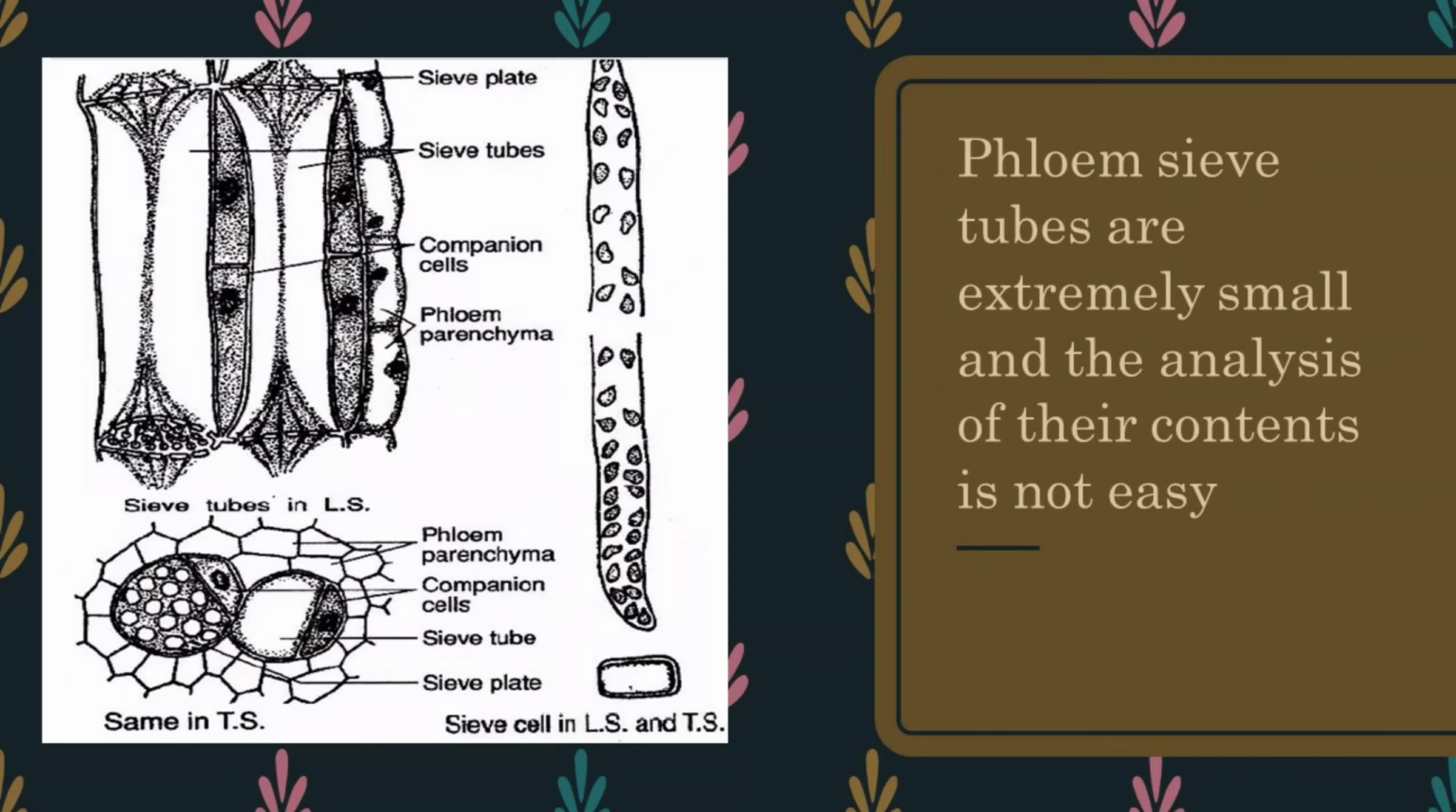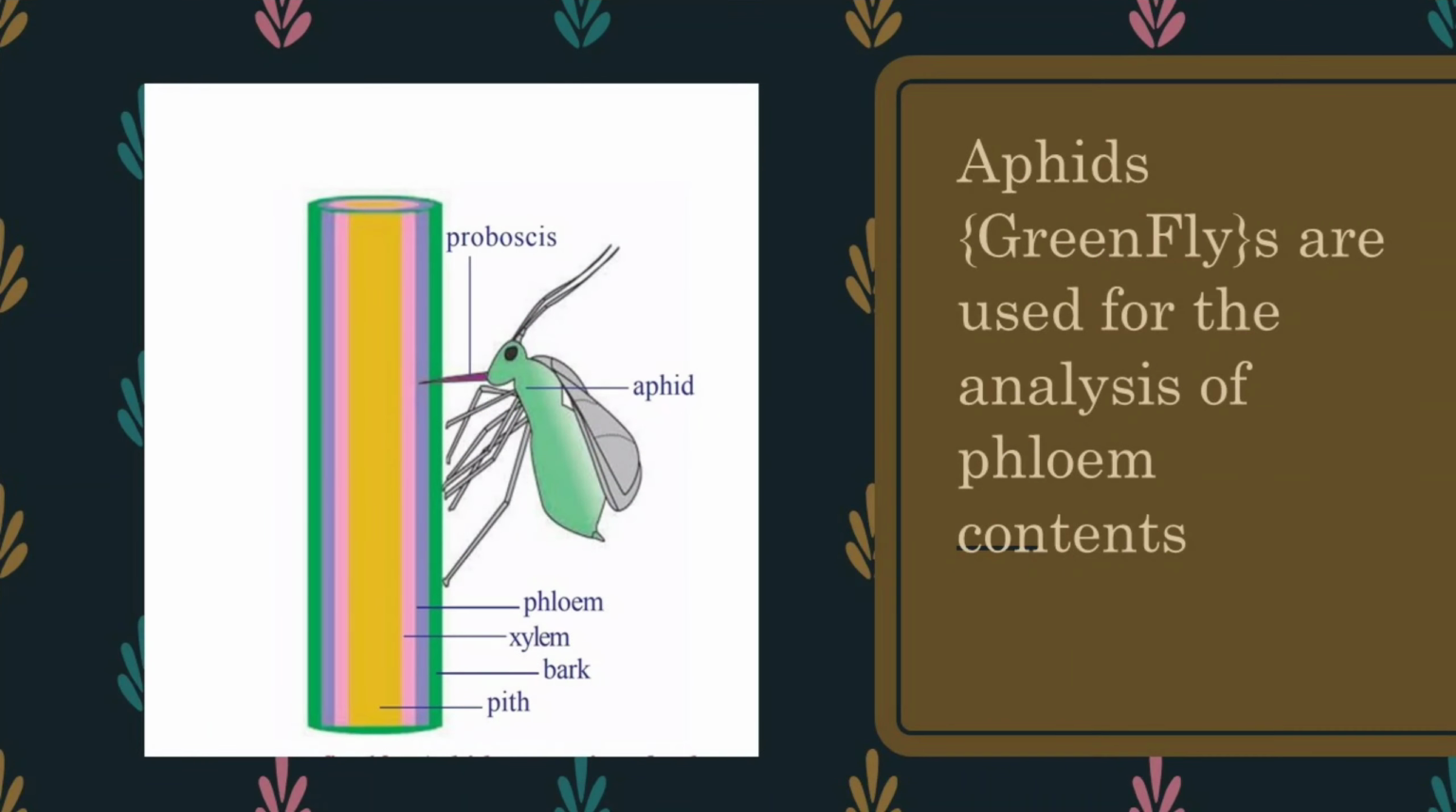Watch this diagram. This is showing the sieve tubes of the phloem. The phloem sieve tubes are extremely small, and the analysis of the contents of sieve tubes is not an easy one. To collect the phloem contents, scientists used the aphids, which are commonly known as green flies.